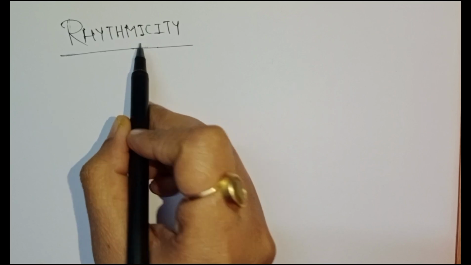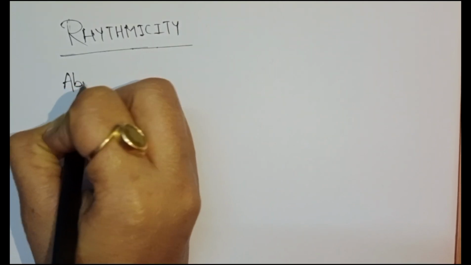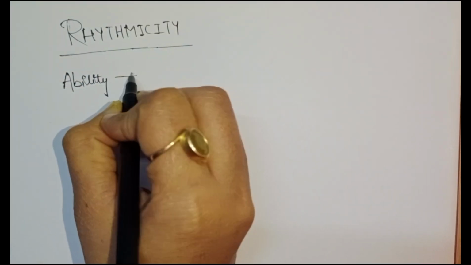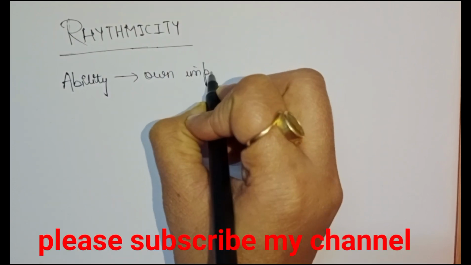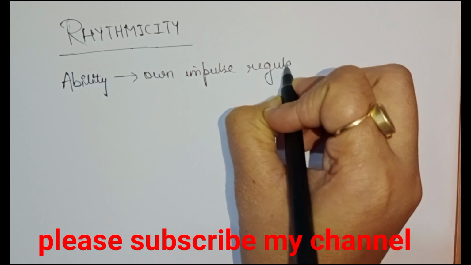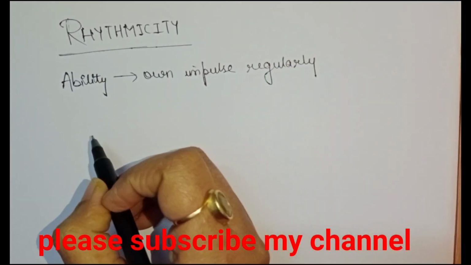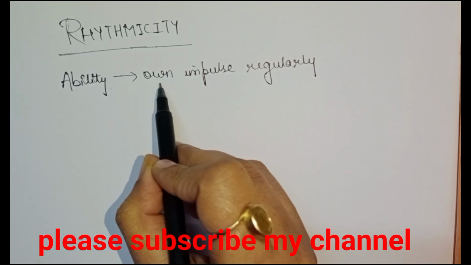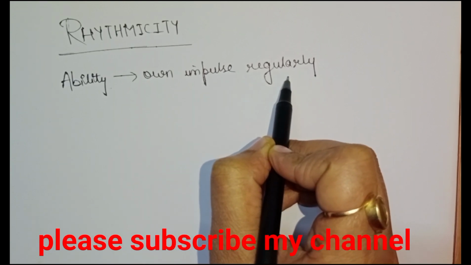So talking about rhythmicity. What is rhythmicity? Rhythmicity is the ability of a tissue to produce its own impulse regularly. So how can you define rhythmicity? You can define rhythmicity as the ability of a tissue to produce its own impulse regularly.